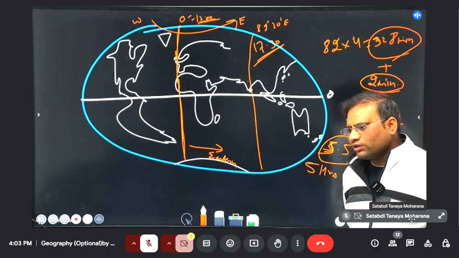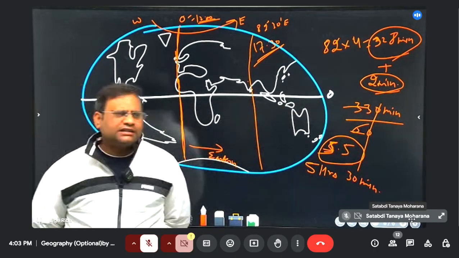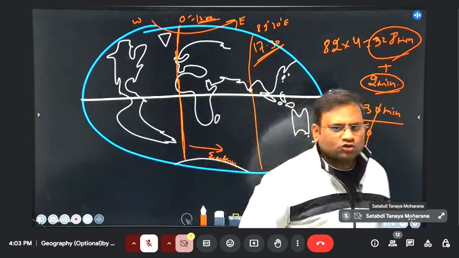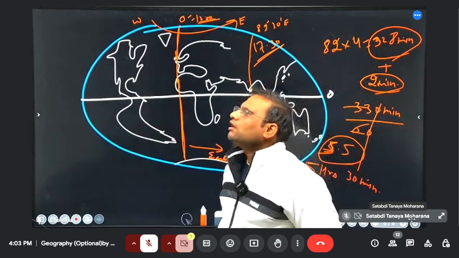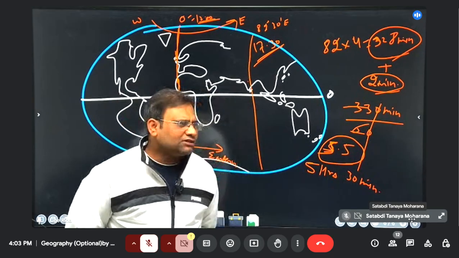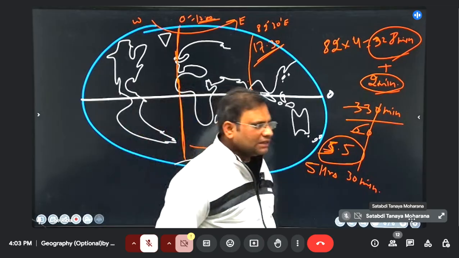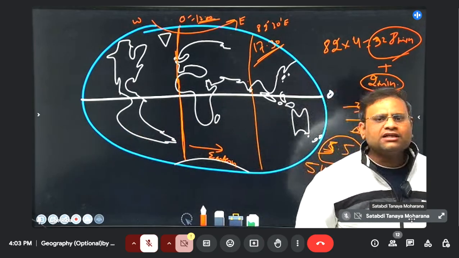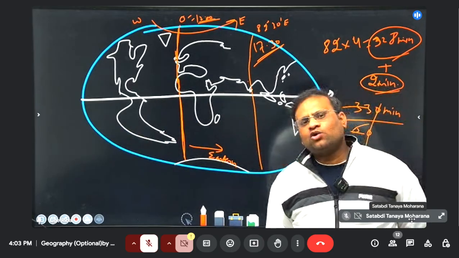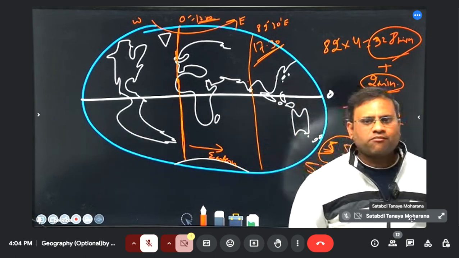Any part of the world you can calculate this way. If you visit some airport, there are clocks. One shows the standard time of that country, the second shows international time. Even some European countries show the local time also. But in India, visit any international airport, two clocks are placed. One shows the time of India, the second shows international time.